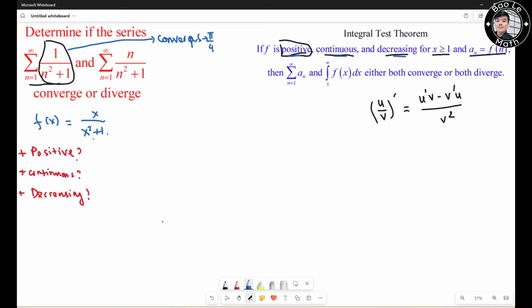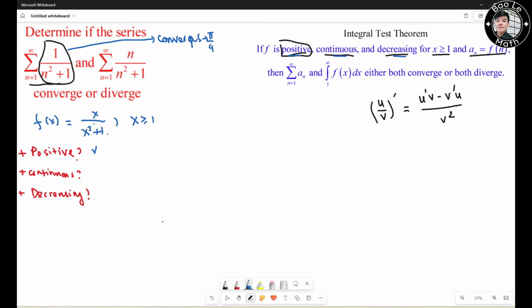We need to check to see if the function f is positive, continuous, and decreasing. So first, positive. Don't forget the domain s greater than or equal to 1. So we substitute s greater than or equal to 1 over here. We see that the function is always positive, right? If we use like 1.1 or something like that, look, it's always positive. 2 is still positive. It cannot be negative, right? So this is yes.